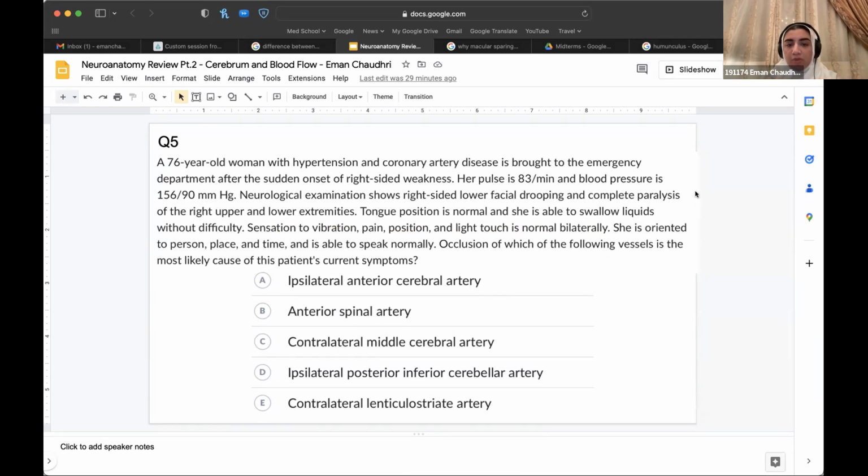Sensation to vibration, pain, position, and light touch is normal bilaterally. She's oriented to person, place, and time and is able to speak normally. Occlusion of which of the following vessels is the most likely cause of the patient's current symptoms?